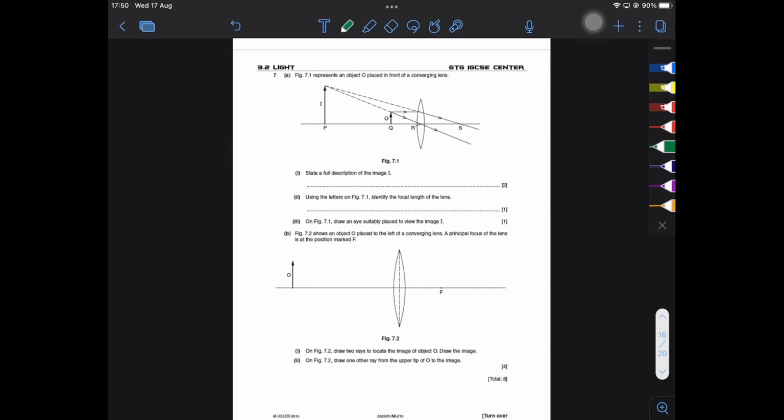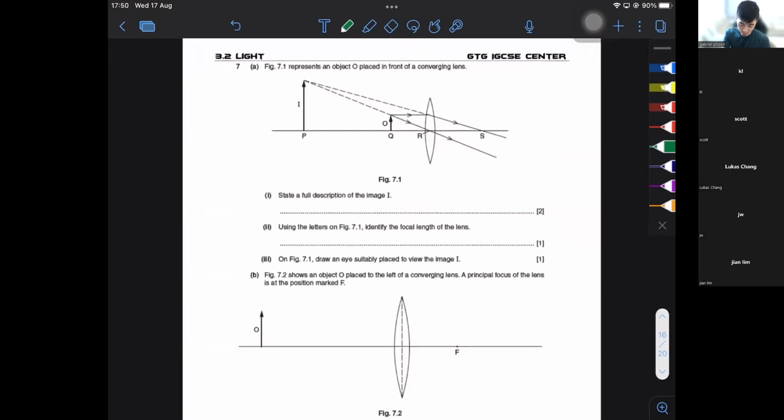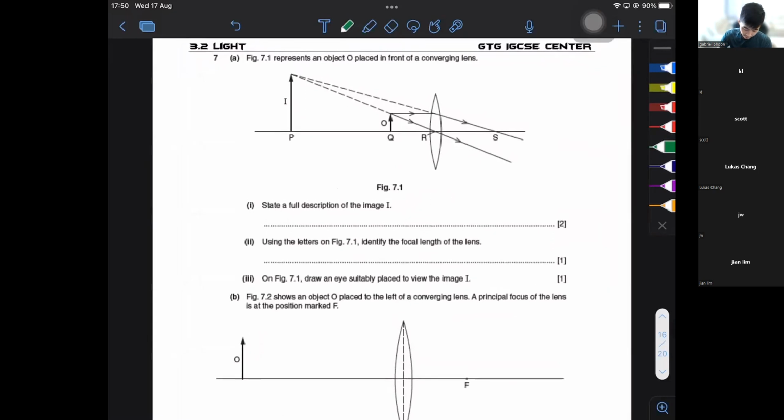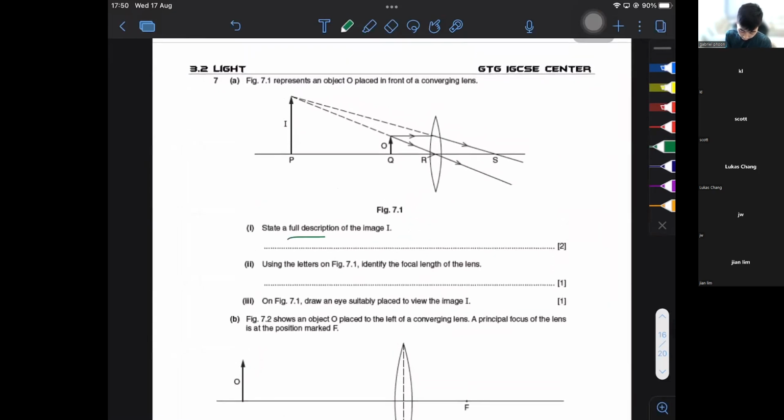Okay, guys, I think all of you had enough time to attempt this question. Quite a straightforward one. First and foremost, they ask you to describe the full description of the image here. This is obviously a magnifying glass, right? So a magnifying glass would definitely be virtual, upright, and magnified, or enlarged, whichever way you put it. Then using the letters on 7.1, identify the focal length here.